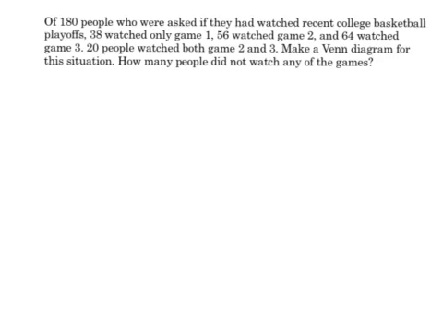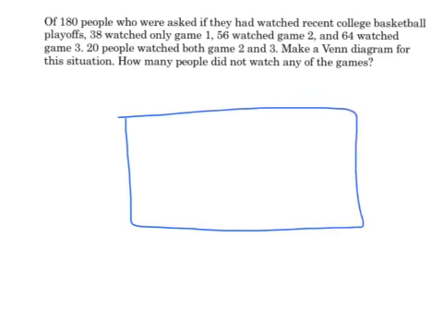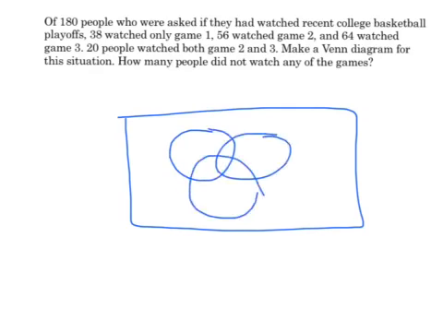And we're going to do an example, and that is where we are going to make our own Venn diagram and answer some questions about it. All right, so I'm going to have my own Venn diagram, so I'm going to go and do my box. It says here, of 180 people who were asked if they watched the recent basketball playoffs, 38 said they only watched game 1, 56 said game 2, and 64 said they watched game 3. That means I've got 3 different sets of data. 1, 2, and 3. And we'll say that this circle is game 1, this circle is game 2, and this circle is game 3. All right, and so from here, we do know that we have 180 people altogether that we're going to look for.